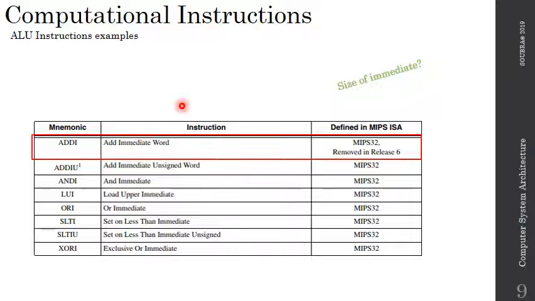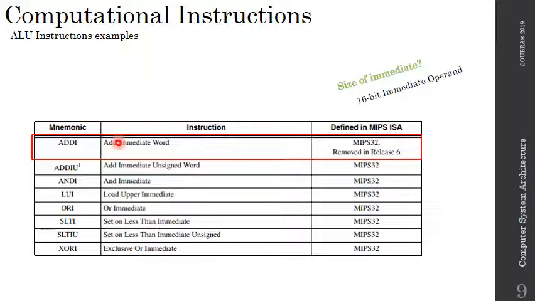Remember, with the add immediate, we don't have to have 2 source registers. We only need 1 source register, and we made some adjustments to the fields in order to have a higher number of bits to represent the immediate value. So we have 16 bits to represent the immediate value. So what happened here? How come it's removed in release number 6? Well, it's an extremely important instruction. Why would they remove it?